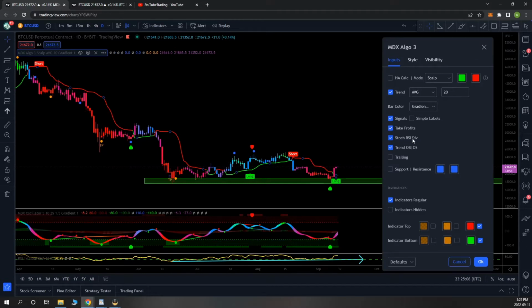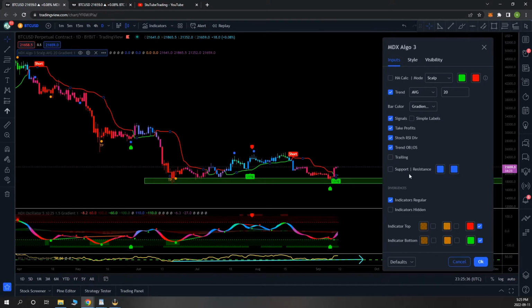The Stoch RSI divergence, that would be these blue dots. When you're getting these blue dots below the price, it's a bullish divergence. Getting them above the price, a bearish divergence. So you can choose whether or not you want those as well. The trend overbought and oversold will be these other orange dots, once again just giving potential early warning signs if a trend is overbought or oversold. That's great, and I like having those on personally.